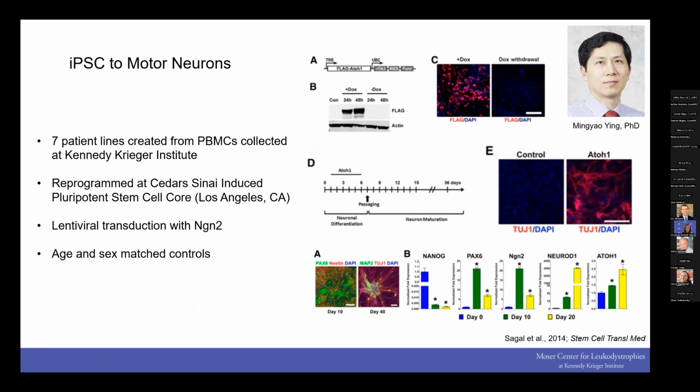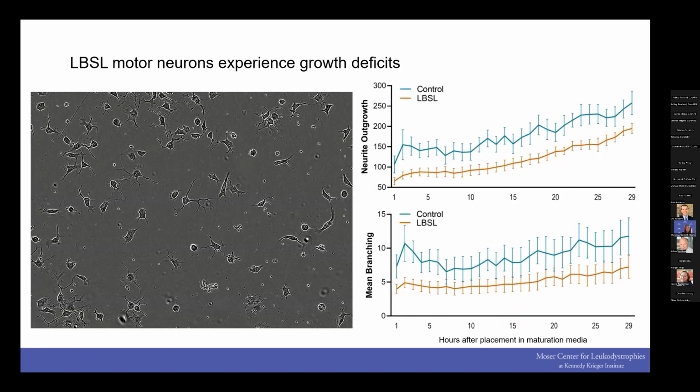And then together with the help of Dr. Mingyao Ying here at the Kennedy Krieger Institute, who has developed a rapid lentivirus-based protocol to turn iPSCs into neurons. And so he does this a lot with dopaminergic neurons and motor neurons. And for the purposes of LBSL, we have differentiated our iPSCs into motor neurons. We did our best for a long time to do age and sex matched controls, and we've recently come up with isogenic controls for many of our lines. And the data that I'm going to show today are sort of a mix between the controls and the isogenic controls. This is data that I've shared in the past, and I shared it last year too.